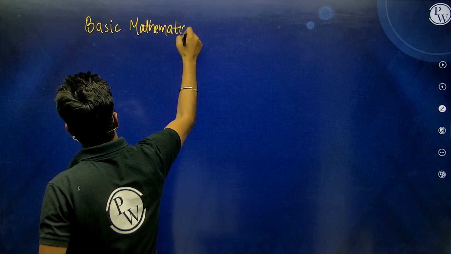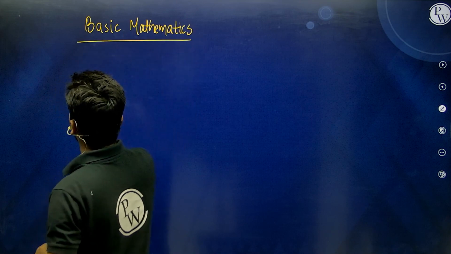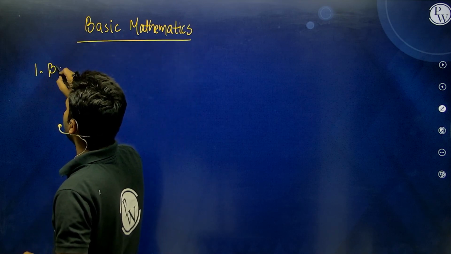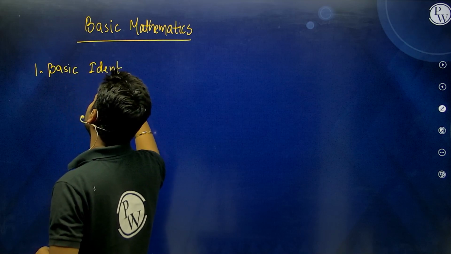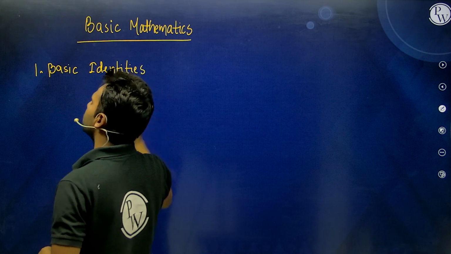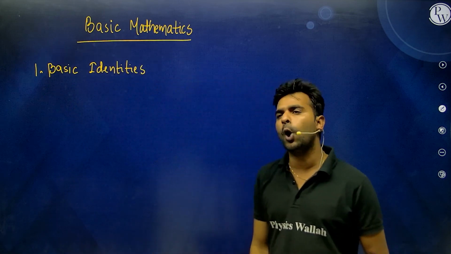And that too, number one portion under this. What's that? Basic identities. Identities is what? Identities is something which is always true.